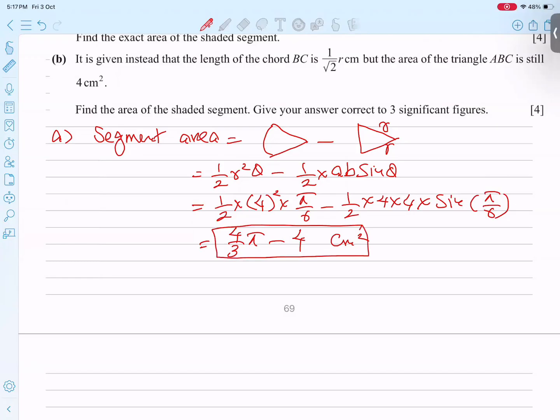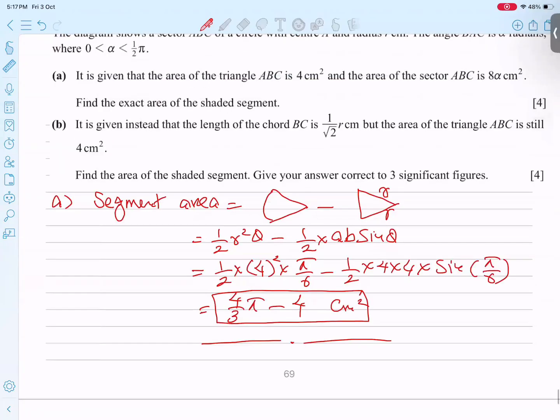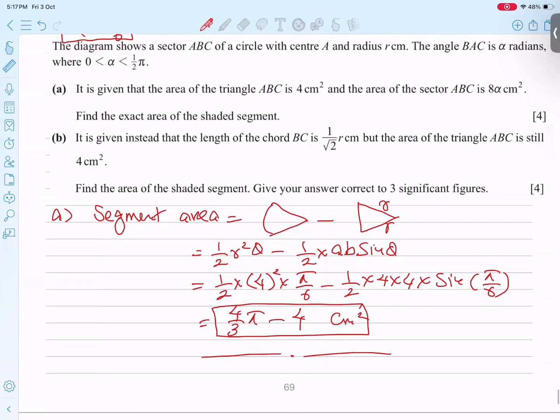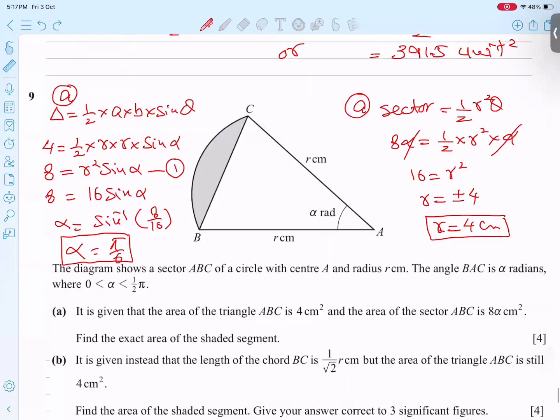Alhamdulillah Rabbil Alameen, the first part is completely over. Let's try part B. In part B, he is asking: instead, the length of the chord BC is this now. Instead means the pattern changes, so radius and alpha change, and the chord BC is now 1 over root 2.